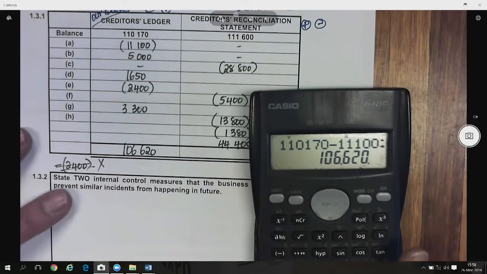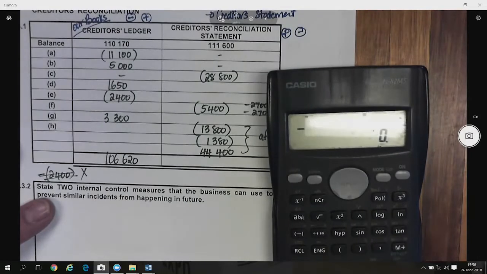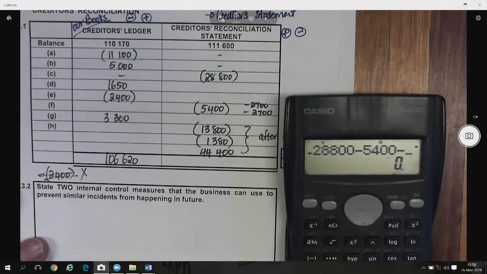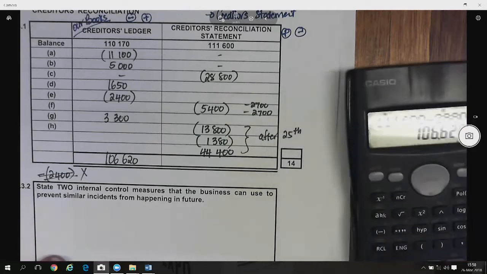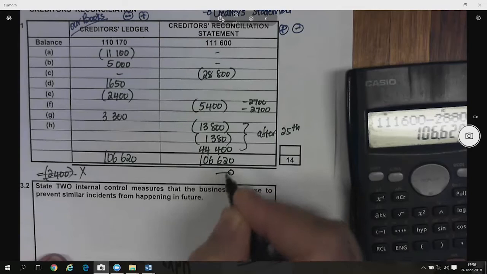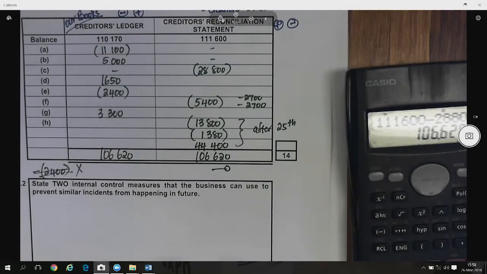106,620, and then we go to that side and we say 111,600 minus 28,800, the mistake that they made, minus 5,400, the double of the 2,700, minus the check that we sent them, the discount that we subtracted, and the invoice that they didn't know about. That gives you 106,620. So your recon was 100% correct.